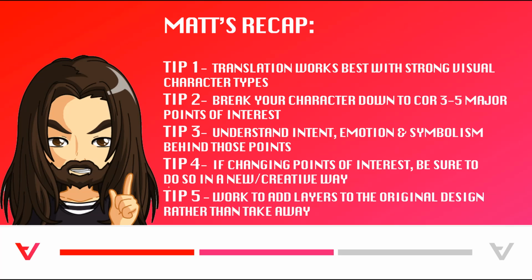Okay, so let's recap. Tip number 1, make sure that when you're translating characters, you try to pick ones with really strong visuals. Tip 2, try to break that character down into its core 3 to 5 major points of interest. These are going to be the things that draw most people's attention first. Tip 3, try to understand the intent, emotion, and symbolism behind these points of interest. Sometimes it shows up in shapes, colors, sizes, stature, you name it. Tip 4, if you're going to change the points of interest, be sure to do so in a new and creative way that helps bring the emotion and intent into the design even if you're changing elements. We want to add richness to our characters as opposed to strip it away. Tip 5, work to add layers to the original design rather than take away.